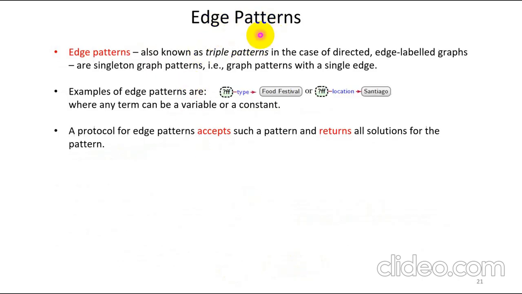Next, we consider the third protocol, edge patterns. Edge patterns, also known as triple patterns in the case of directed edge-labeled graphs, are singleton graph patterns. That means graph patterns with a single edge. Examples of edge patterns are like this and this, where any term can be a variable or a constant. A protocol for edge patterns accepts such a pattern and returns all solutions for the pattern.